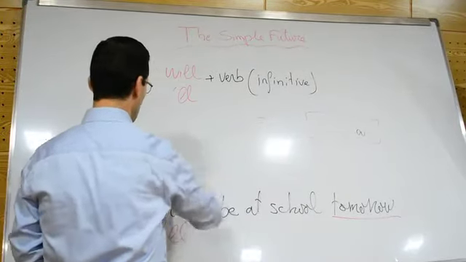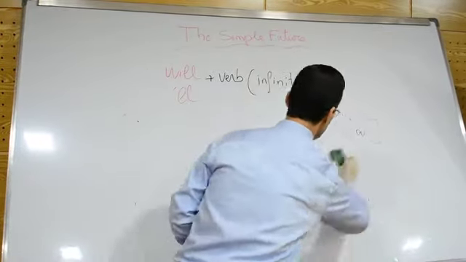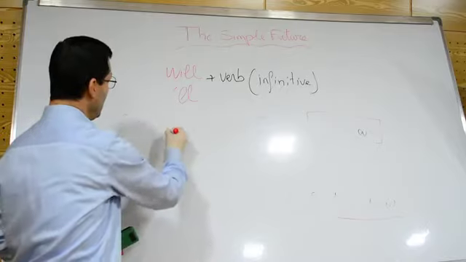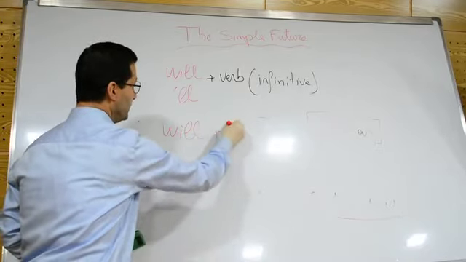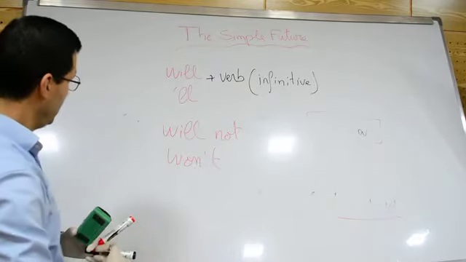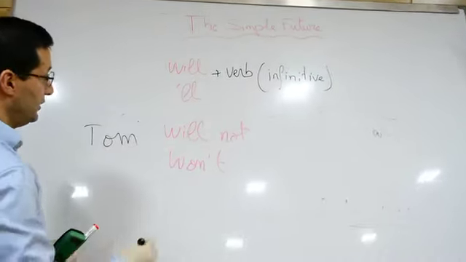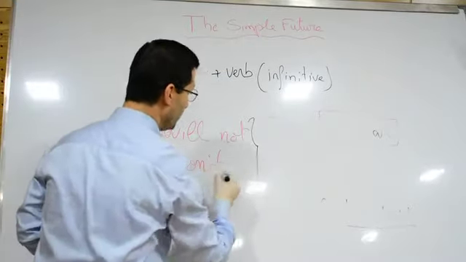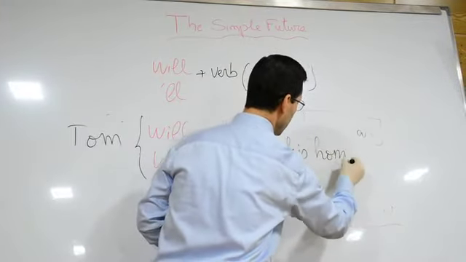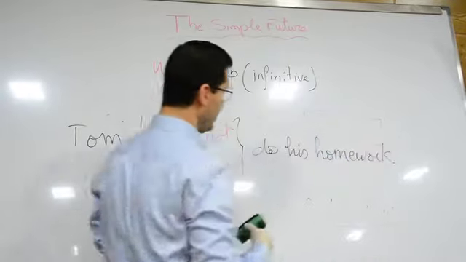So, when you want to use the future in the negative form, you just add not. Example, you can say will not, or you can say won't. For example, Tom will not, or Tom won't do his homework. For example, he's very busy, he's not going to do his homework, so he will not do his homework.